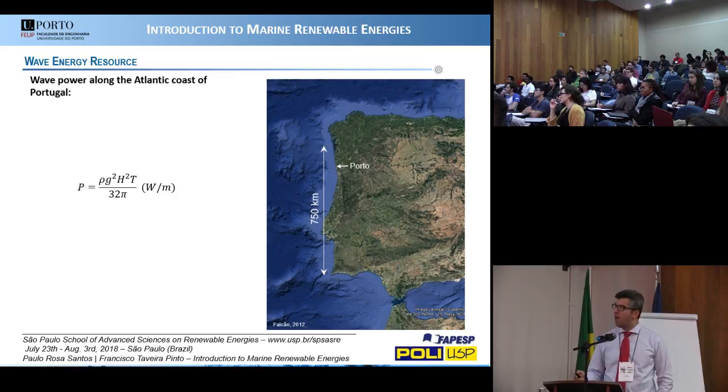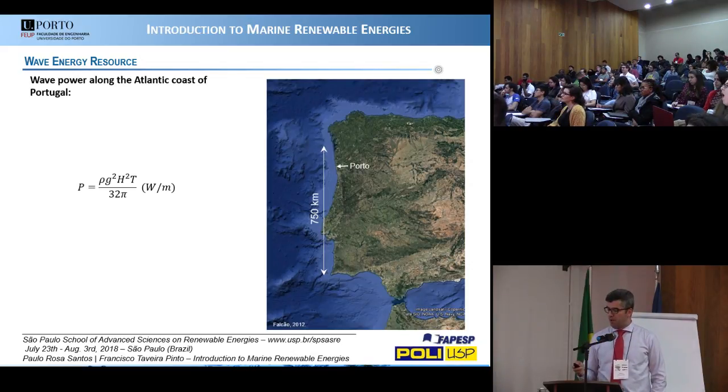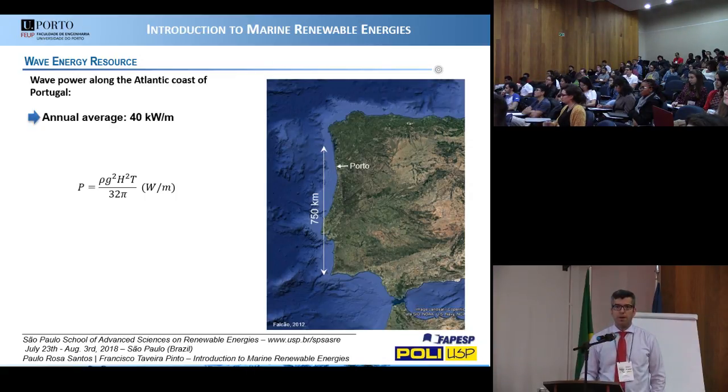Okay? In our case, since we are exposed to the Atlantic Ocean, if we make that calculation, we get a mean value for all the year of about 40 kilowatts per meter of wavefront. What do you think? Is it a small figure or a large figure? Large, yeah.